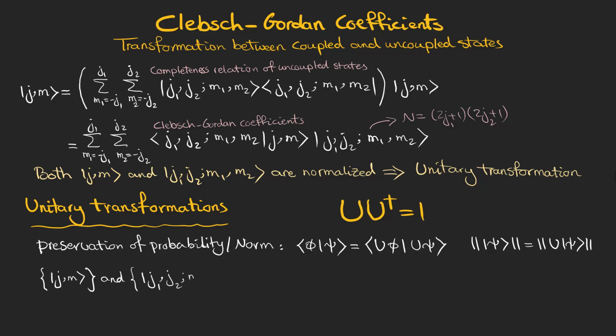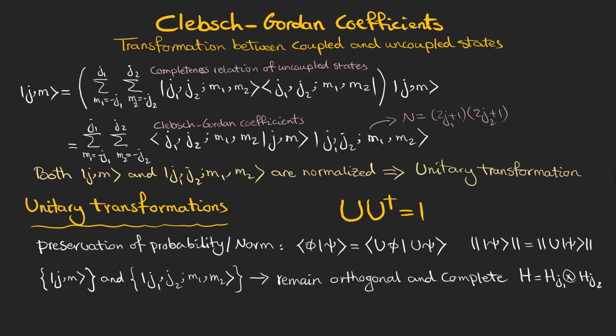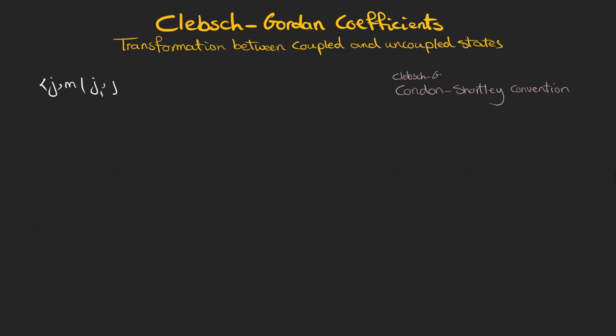Under unitary transformations, the two sets of states remain orthogonal and complete, and they both live in the same Hilbert space. A unitary transformation has an inverse that is its Hermitian adjoint. It means the transformation is reversible and you can move freely between the coupled and uncoupled descriptions without any loss of information about the quantum state. There's a very important convention that takes Clebsch-Gordan coefficients as real. So from now on, these elements are all real, so they are equal to their complex conjugates.